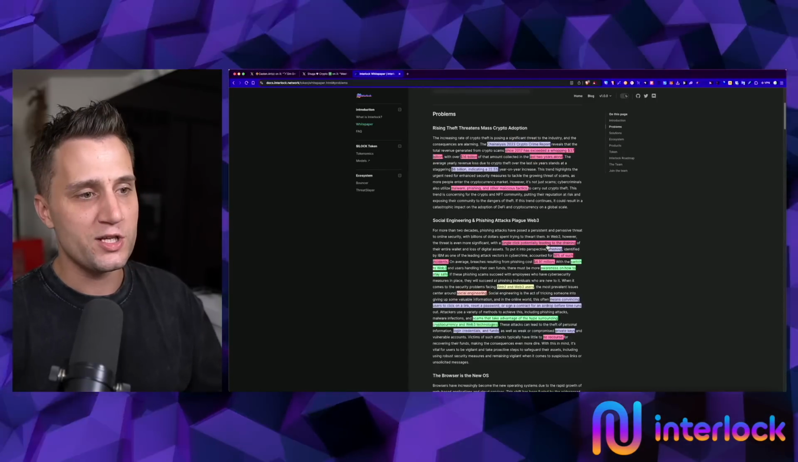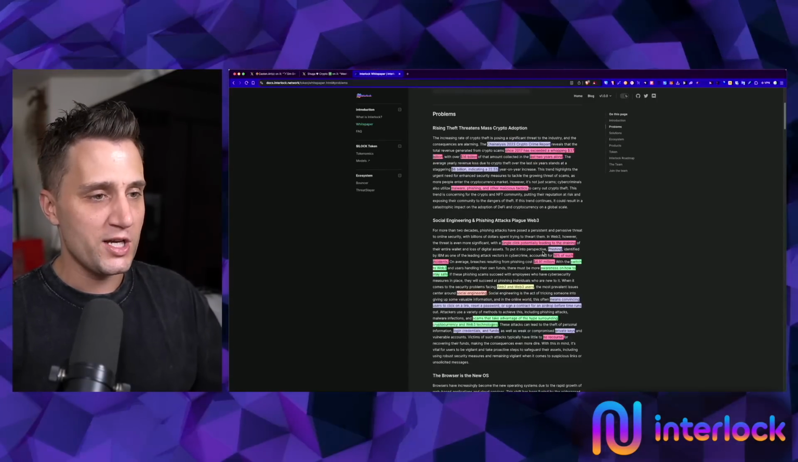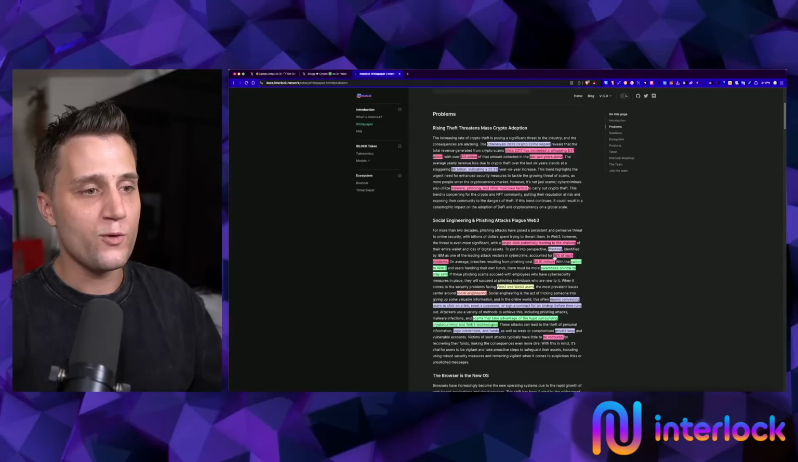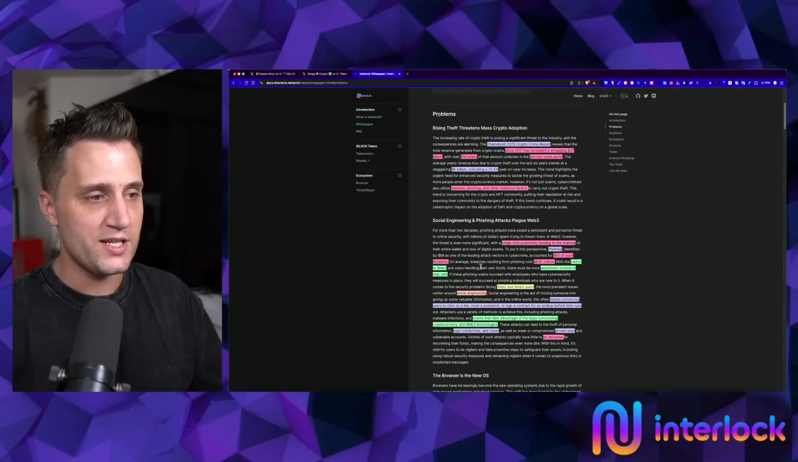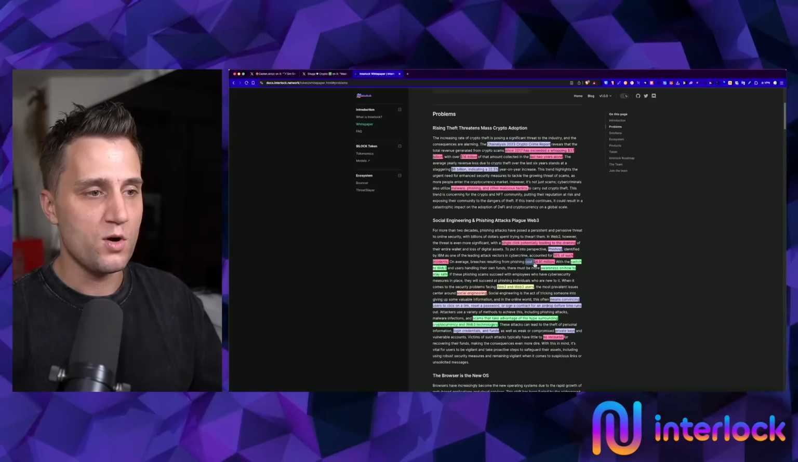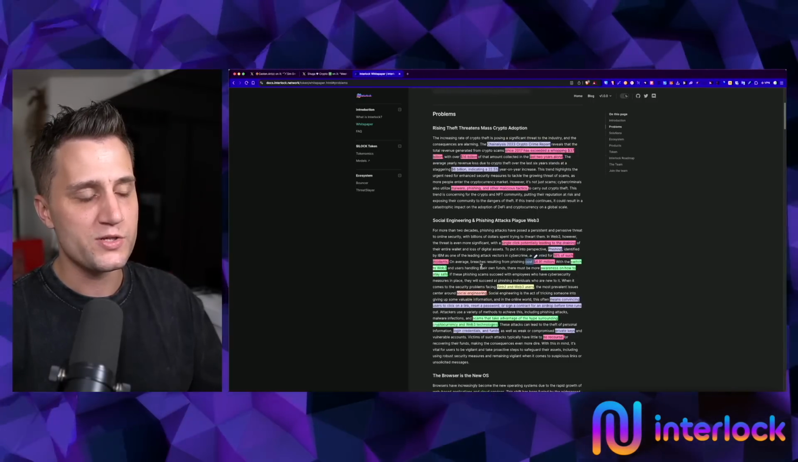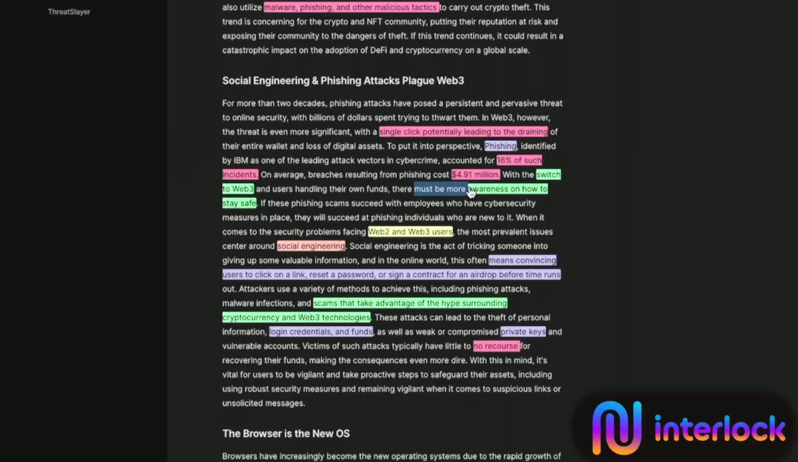A single click can potentially lead to the draining of their entire wallet and the loss of digital assets. Phishing, on the other hand, accounts for 16% of these kinds of incidents, and a lot of these breaches from phishing have cost over $5 million. With the switch to Web 3.0 and users handling their own funds, there must be more awareness on how to stay safe.